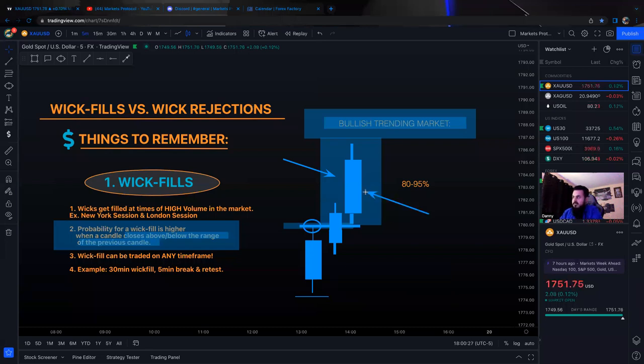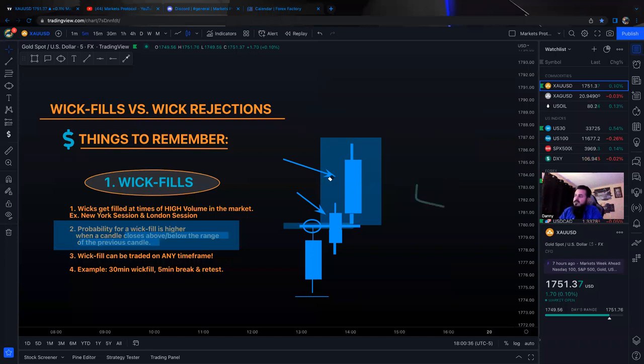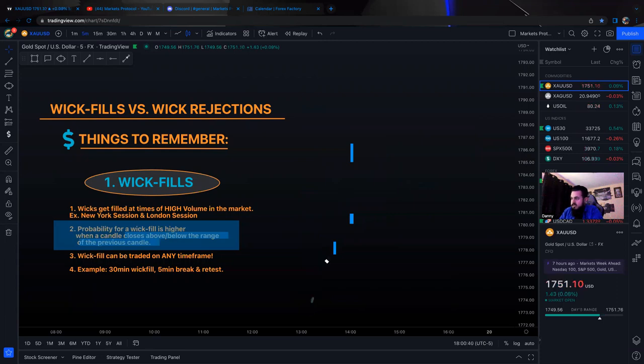Also, the probability for this setup is higher, 80% to 95%, simply because we have closed above the range of the previous candle. Okay, now if you want me to do the bearish candle example, I'll draw it for you real quick, just for visual purposes, how it looks like. Okay, so we're still talking about the second point over here, the probability of a wick fill when a candle closes above or below the range of the previous candle.